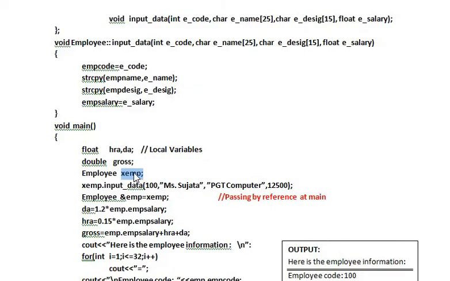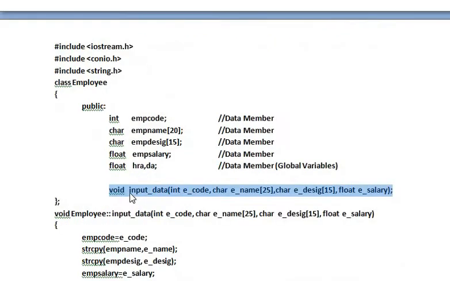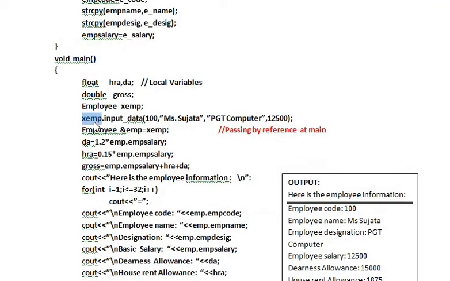So once the encapsulation process has been done upon this object xEMP, the object then tries to access this member function input_data. If you see this member function input_data, it has been declared as public. So the permission to access this member function input_data has been granted to the object xEMP.